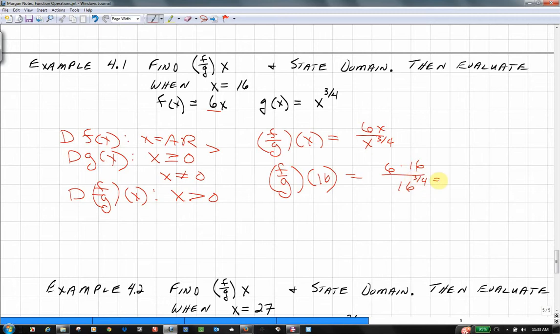So if I take the 4th root of 16, that's going to be equal to 2. So that's 6 times 16 all over 2 cubed. That'd be 6 times 16 all over 8. 8 divides into 16 twice. So my answer would be 12.